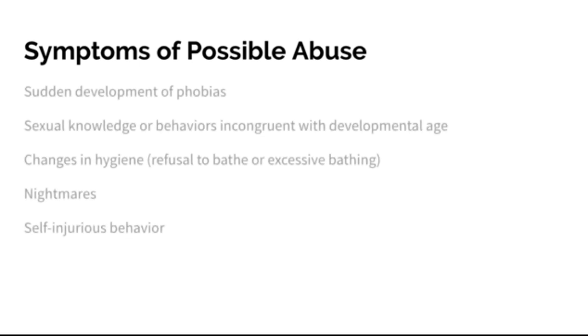Child sexual abuse isn't always easy to spot. The perpetrator could be someone you've known a long time or trust, which may make it even harder to notice. Consider the following warning signs. Sudden development of phobias, sexual knowledge or behaviors incongruent with developmental age, changes in hygiene, refusal to bathe or excessive bathing, nightmares, self-injurious behavior.